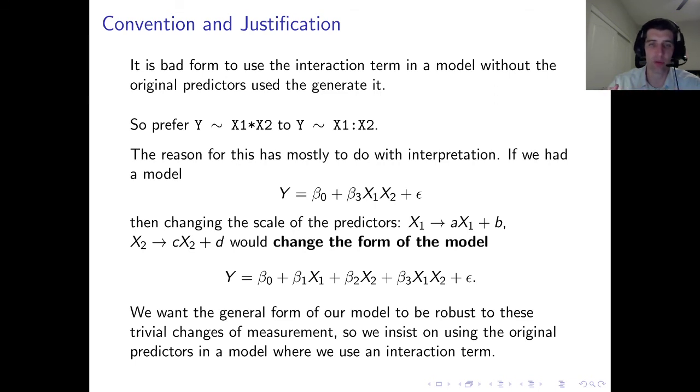This is why we prefer to always use the factor crossing instead of the interaction term: so that the form of the model stays the same, even if we rescale the units, for example converting from inches to feet. So use factor crossings instead of interaction terms. It is sometimes useful to have the product syntax in case you want to do something unique, but in general, the factor crossing is the better form of a model. That's all I have for this lecture, and I will see everybody next time.